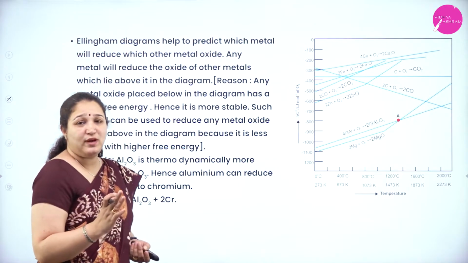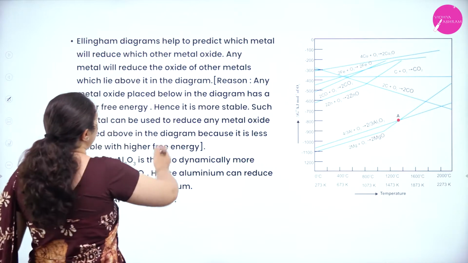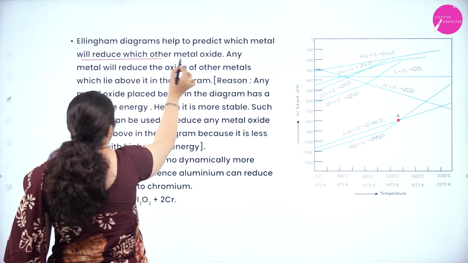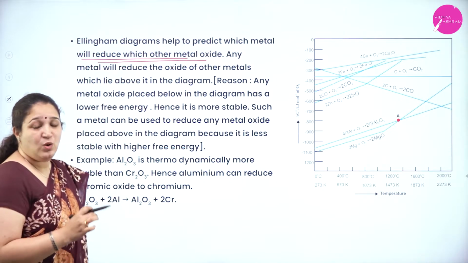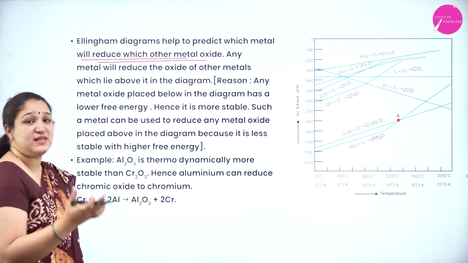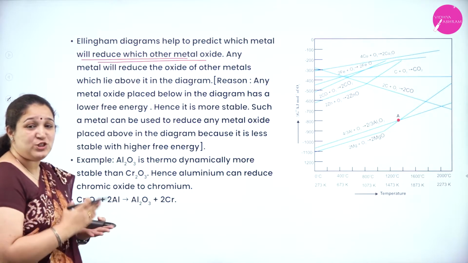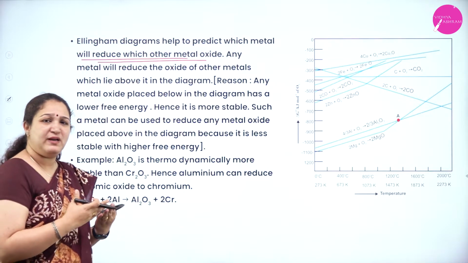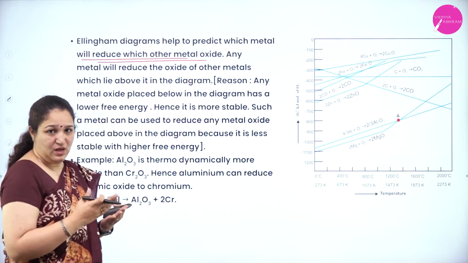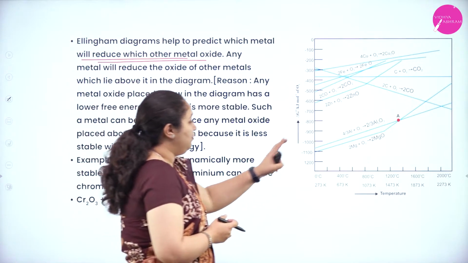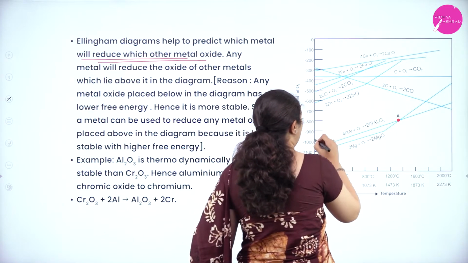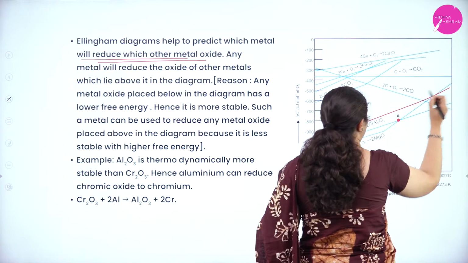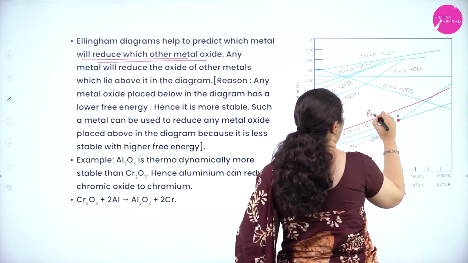So next, what you can predict here is that the Ellingham diagram helps to predict which metal will reduce which metal oxide. Which metal will reduce which metal oxide? Now how can I predict that from the Ellingham diagram? For example, here above aluminium there is one more line, that is for chromium, like this. Formation of chromic oxide.